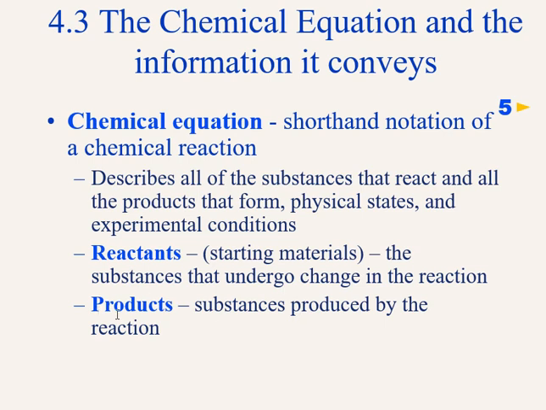And when the reactants react, we call it a reaction. So the chemical equation shows a chemical reaction. It's a shorthand notation of a chemical reaction. A few other things are involved, such as showing the physical states and other experimental conditions as well. Let's look at a very nice example of a chemical equation.